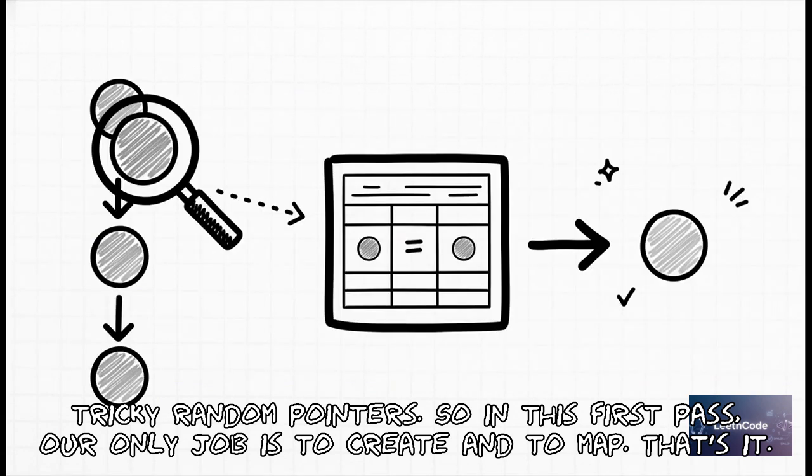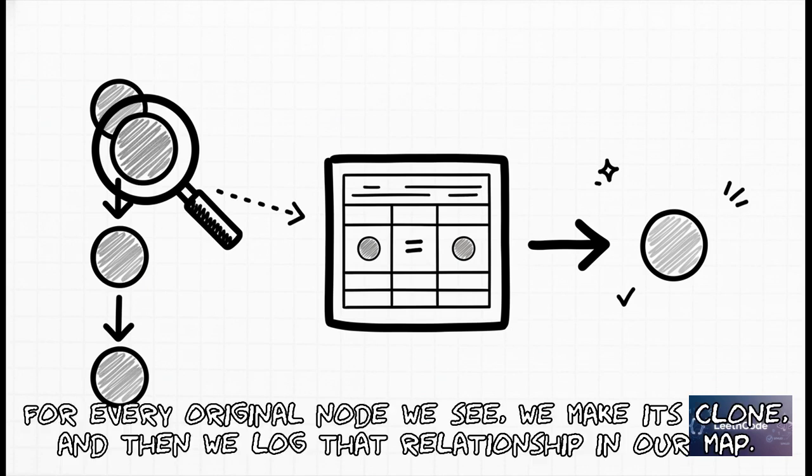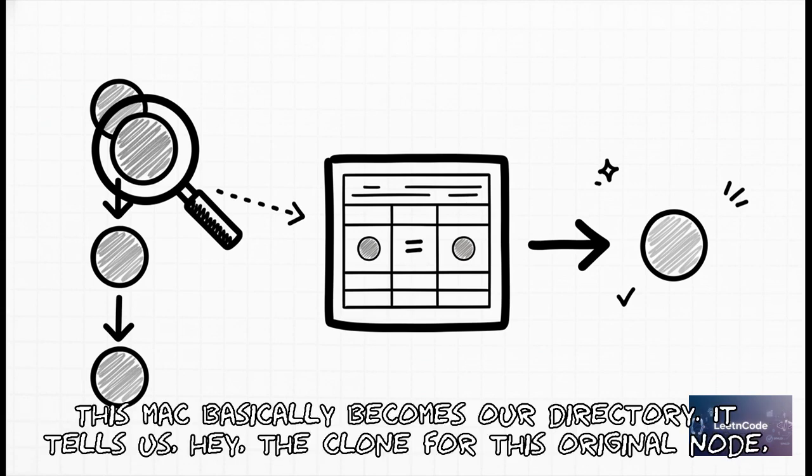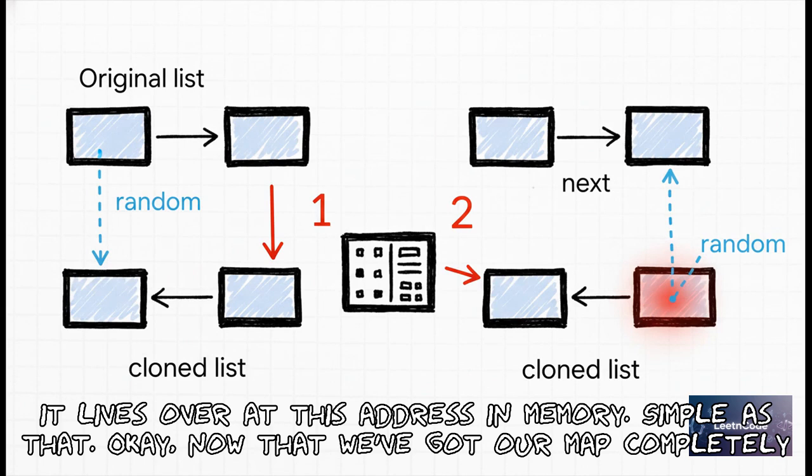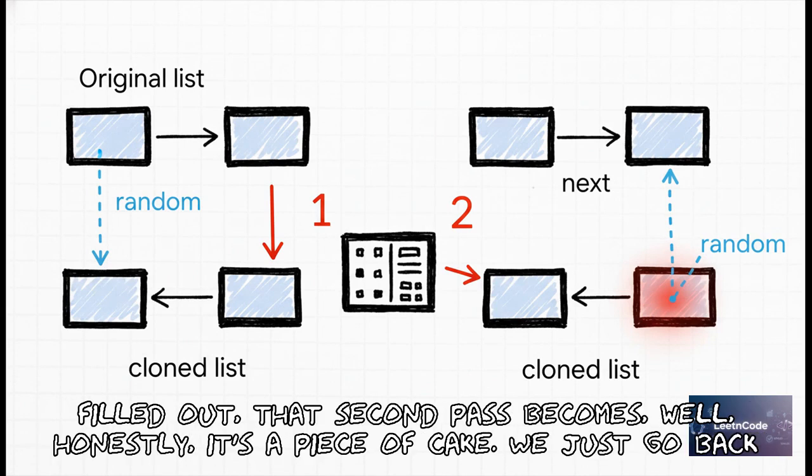So in this first pass, our only job is to create and to map. That's it. For every original node we see, we make its clone, and then we log that relationship in our map. This map basically becomes our directory. It tells us, hey, the clone for this original node lives over at this address in memory. Simple as that.